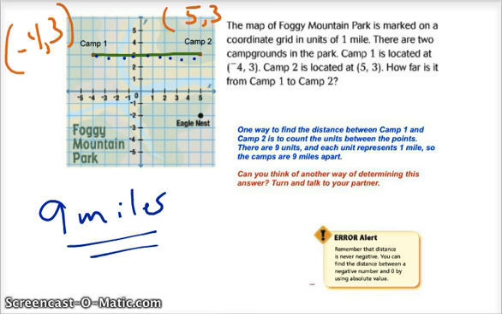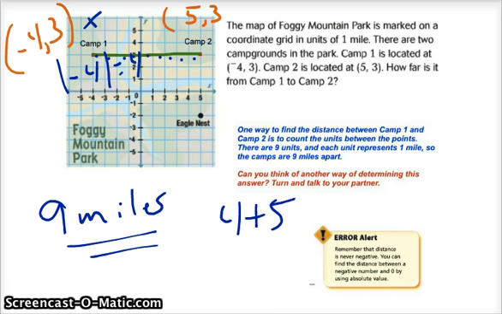You can also use absolute value from negative 4, Camp 1 up here, from negative 4 to the y-axis. The absolute value of negative 4 is 4. Okay, and from the y-axis to Camp 2 is 5 units. 4 units plus 5 units is 9.